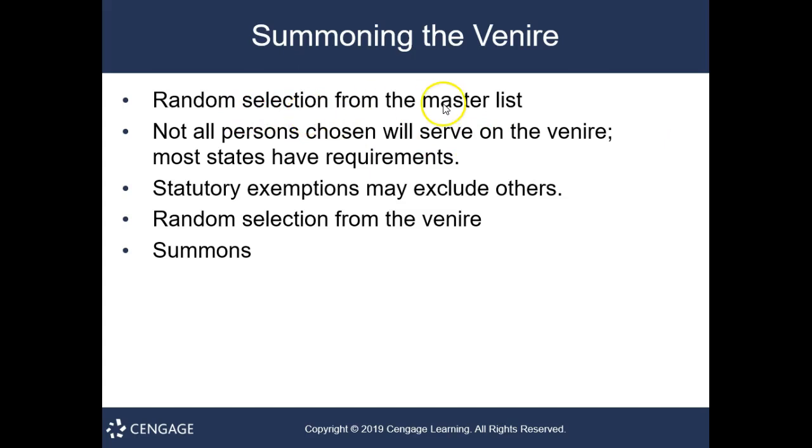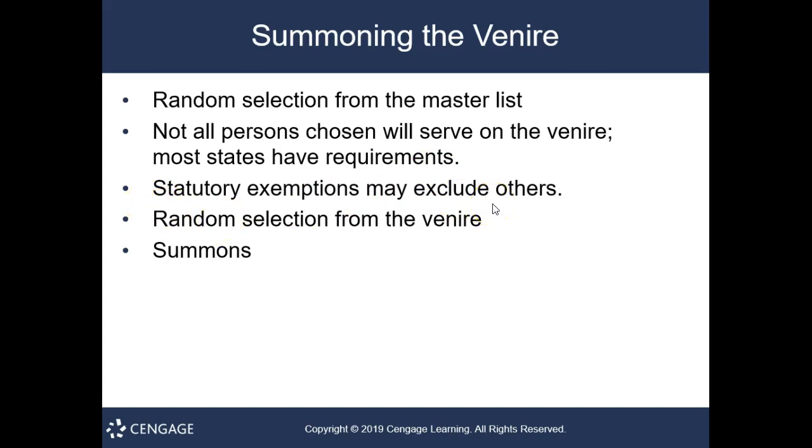It's again random selection from the master list. Not all persons chosen will serve on the venire. Most states have certain requirements for that venire, and so, once you've brought in a very large group of people, a random selection from the community, you have to randomly select from that group to get the venire or jury panel for a particular case. That just makes it fair. It's just random, rather than someone saying, oh, I like this person, we're going to pick that person to go on this panel. That kind of thing.